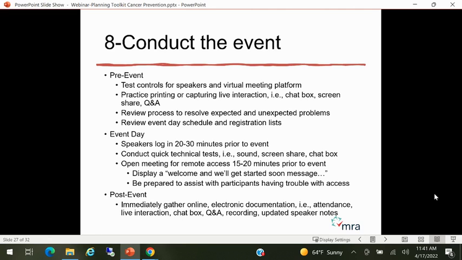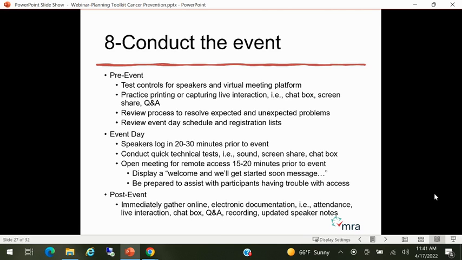Do they know how to log in? Do they know how to share the screen? Those types of things. The last thing you want to do is prepare an event where they don't know what they're doing because they could potentially cut off your audience or delay the meeting. And it just doesn't look good if you don't know how to use your technology.